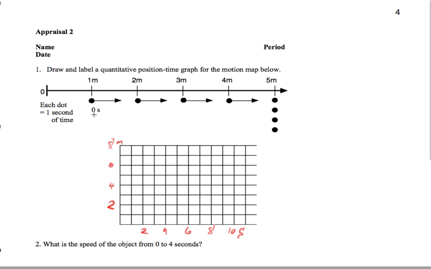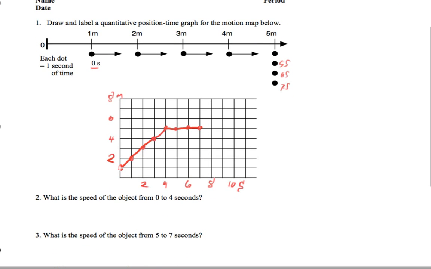So at 0 seconds, I find myself at 1 meter of distance. So that's going to be right here. At 1 second, I'm at the 2 meter mark. 2 seconds, I'm at the 3 meter mark. 3 seconds, I'm at the 4 meter mark. And at 4 seconds, I'm at 5 meters. Then 5 seconds, 6 seconds, and 7 seconds, I find myself stuck at 5 meters. I do need to connect my dots, and then we're good.